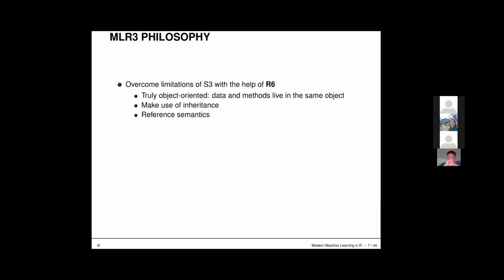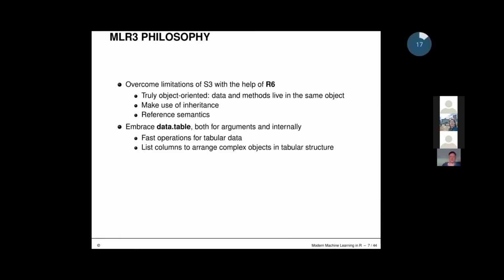Back to MLR3. When we started developing MLR3, we wrote down some things we find important and what we have learned from the predecessor MLR. The previous package MLR used S3 as its class system, and we felt kind of limited with this approach. So we really wanted to do object orientation, and so we switched to R6. This was the first thing we wanted to accomplish.